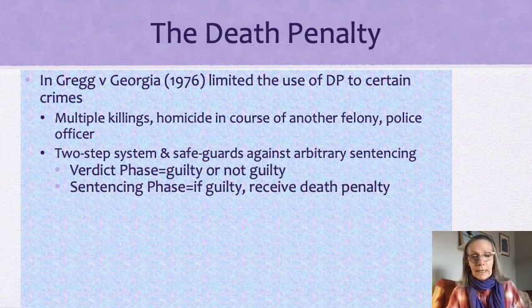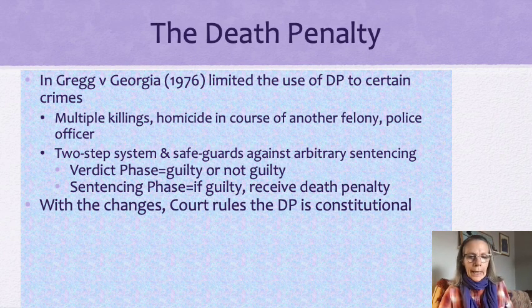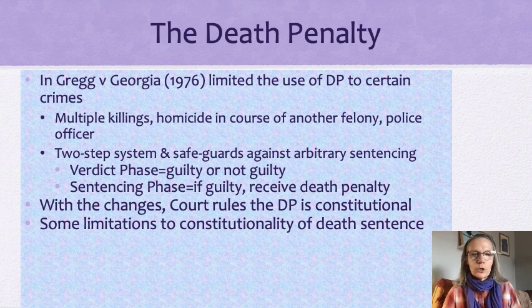If the person is deemed guilty, then there's a second phase. And the second phase is the sentencing phase. It's at that moment that the jury decides whether or not the person who is found guilty will receive the death penalty. So you'll remember back to the first lecture when I said usually the jury doesn't play a role in sentencing. In death penalty cases, it does. The jury determines whether or not this individual will receive the death penalty. So with those changes, the Supreme Court said that the death penalty could be reinstated, and it was no longer a violation of the Eighth Amendment. As it says there, with changes, the court ruled that the death penalty is constitutional.